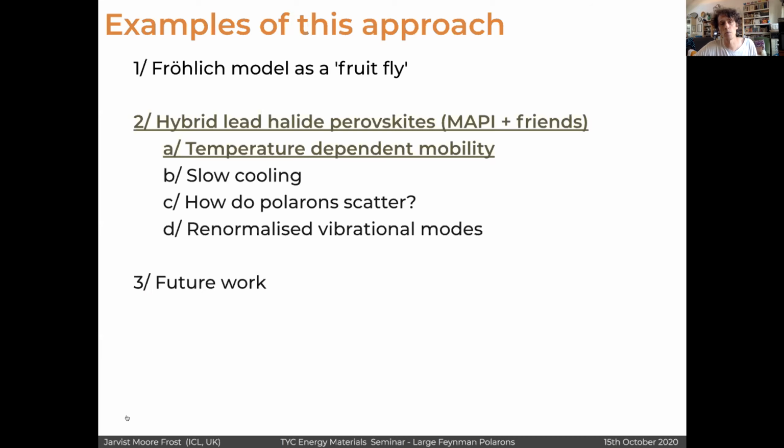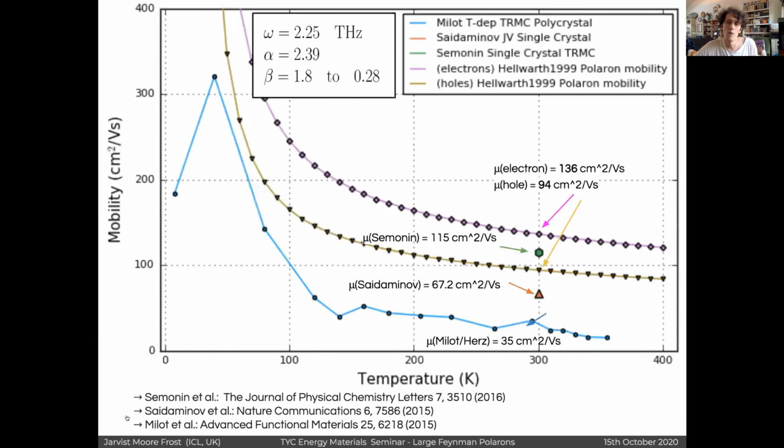And so now I'm going to go back to the hybrid halide perovskite system that I introduced earlier and try and predict some actual features for it. The first one is temperature-dependent mobility. This is of massive technical interest. On this figure, the smooth curves, of course, are the calculated ones. At the time I did this work, which is about 3 years ago now, there was this temperature-dependent data from a group at Oxford that was on a polycrystalline sample, which is why the mobility is quite a lot lower. And then there were 2 data points for a single crystal sample at room temperature.